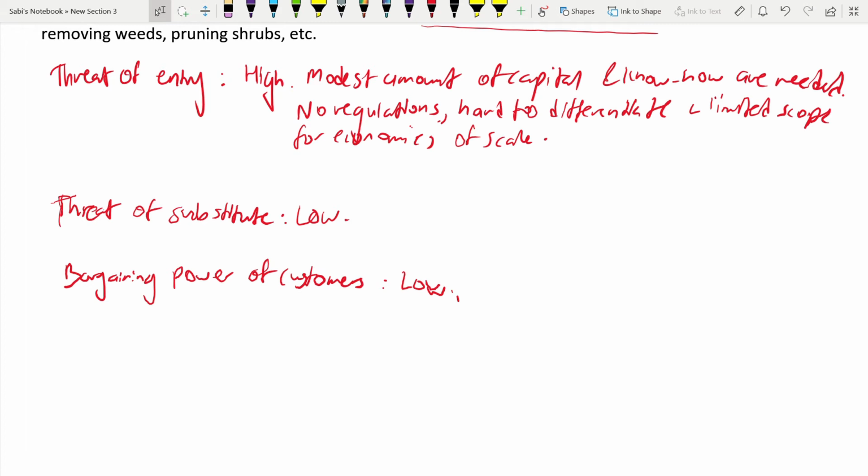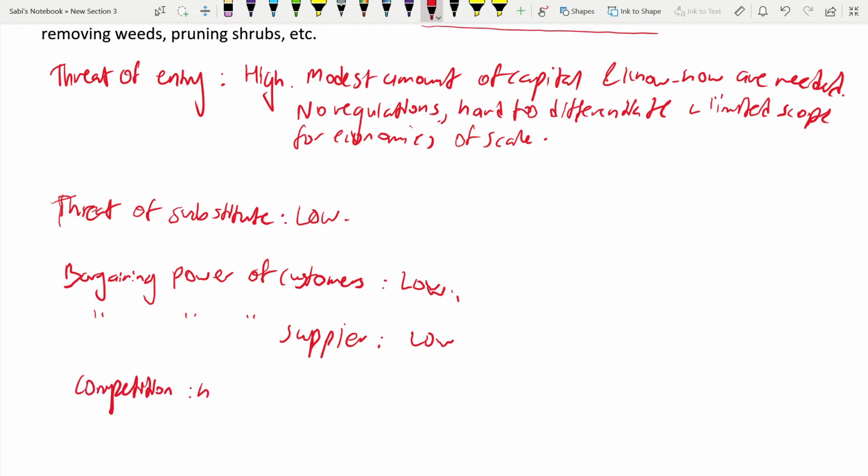Remember that. Now coming to the bargaining power of suppliers. Low or high? Low. Why? Supplies needed are widely available. When supplies are widely available, their bargaining power is less. They cannot demand so much. You can easily switch from supplier to supplier. And finally, the competition.